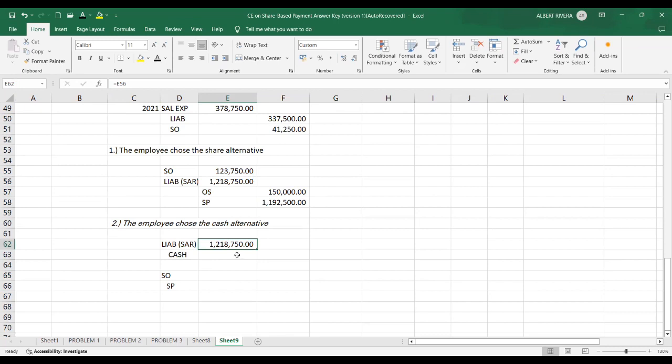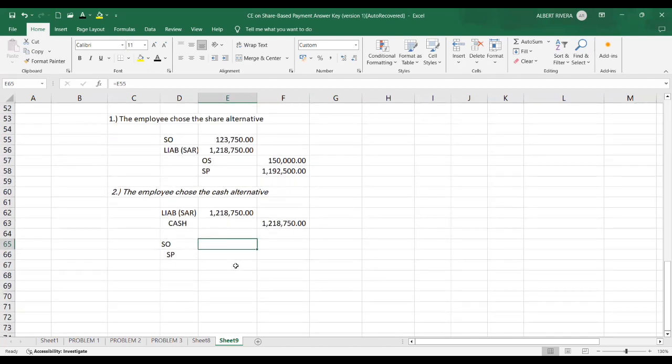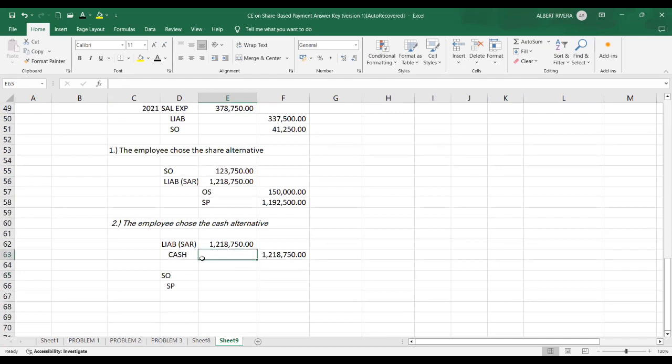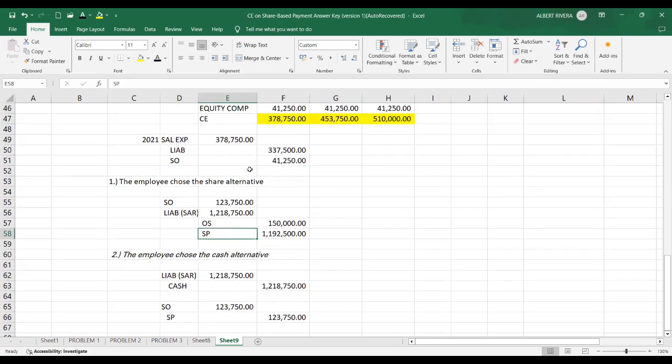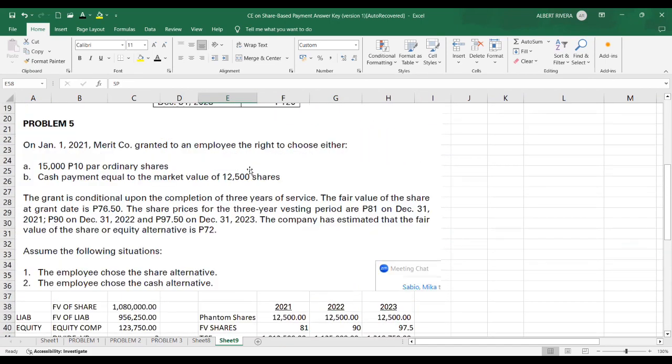1,218,750, and credit cash amounting to 1,218,750. Then you have the share options. This refers now to the alternative that was not chosen. This was not chosen. So this is 123,750 debit to share options and credit share premium of 123,750. So that is now your share-based payments.